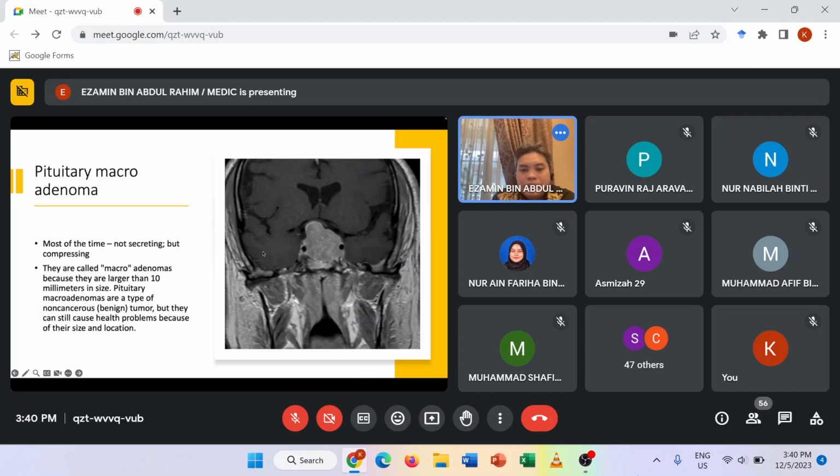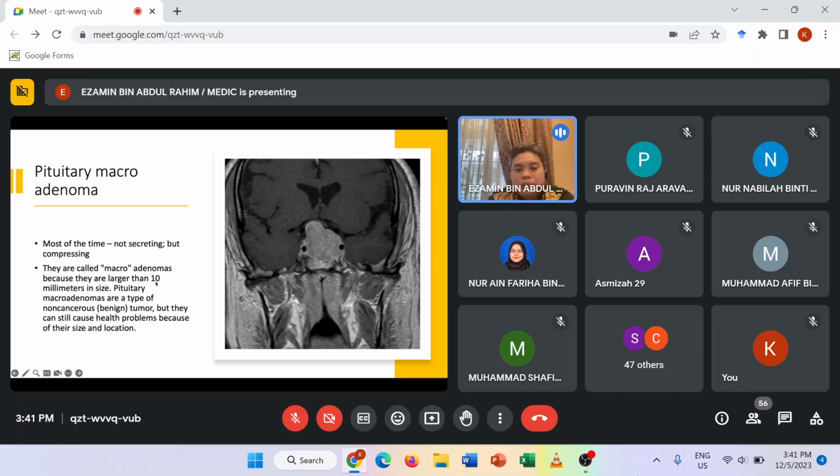Okay, and then most of the time it is macroadenoma. It is not secreting anything, but it is compressing. You must remember, you see this small one? This is supposed to be the optic nerve, optic chiasm. The optic nerves go to the front, and then they cross in the middle to become the optic chiasm, and then it compresses, and the patient may get some sort of visual problem.